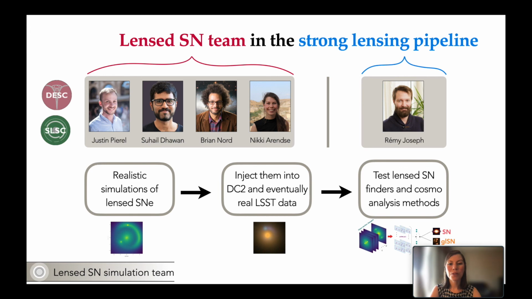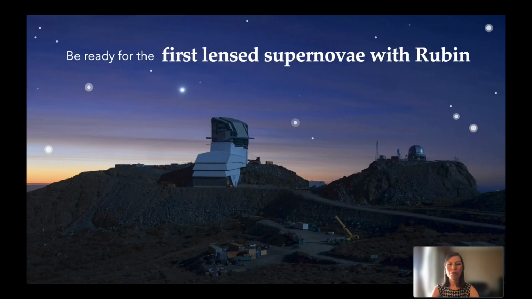So hopefully with all these methods, we will be ready for the first lens supernovae with Rubin, which will undoubtedly teach us a lot more about high redshift supernovae physics, cosmology, and the Hubble tension.